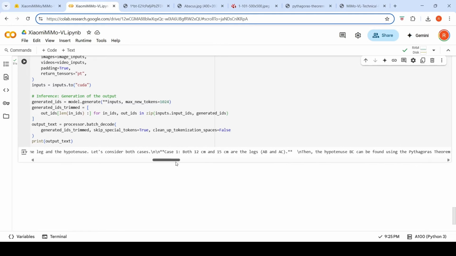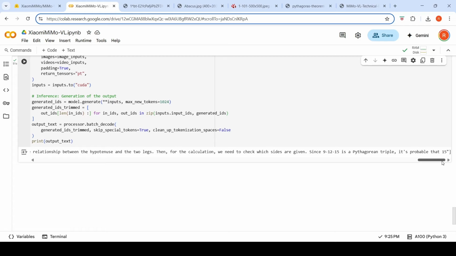Both 12 centimeter and 15 centimeter are legs, AB and AC. Then the hypotenuse can be found using this formula, substituting the values. 144 plus 225, 369. Wait, no, 12 squared is 144, 15 squared is 225, is 369. It does some kind of mix up over here, but again gives the correct answer. It does all kinds of thinking and some kind of mistakes over here. Let's see what the final answer is.